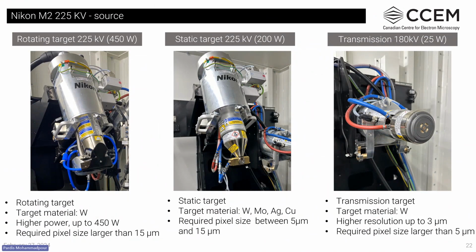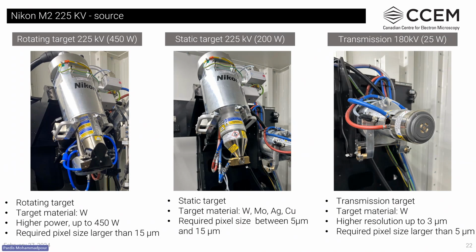In the rotating target, the metal target is tungsten, and the maximum voltage is 225 kV. The tungsten target rotates and helps avoid local heat on the target, enabling us to have a higher power, up to 450 watts. This higher wattage is very useful for scanning very large samples. This source is suitable for imaging parts that require a pixel size larger than 15 micrometers.